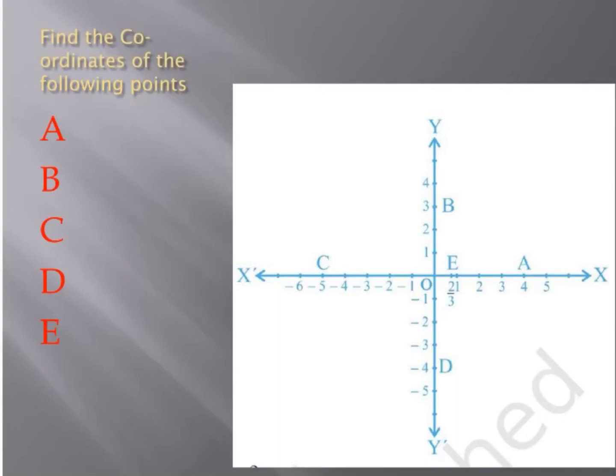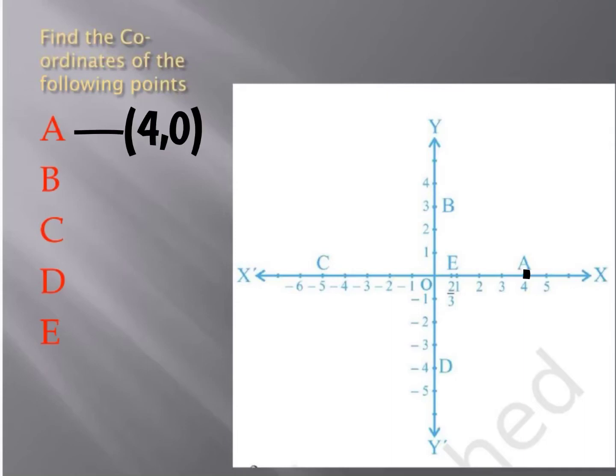Now let us see another question given in your textbook. Here the diagram is given and we are asked to find the coordinates of the following points with the help of this diagram. So let us find the coordinates of point A. Now here you can see that point A is lying on the x-axis at 4. So its x coordinate is 4 and its y coordinate is 0 because it is lying exactly on the x-axis. So the coordinates of point A can be represented by the ordered pair (4, 0).